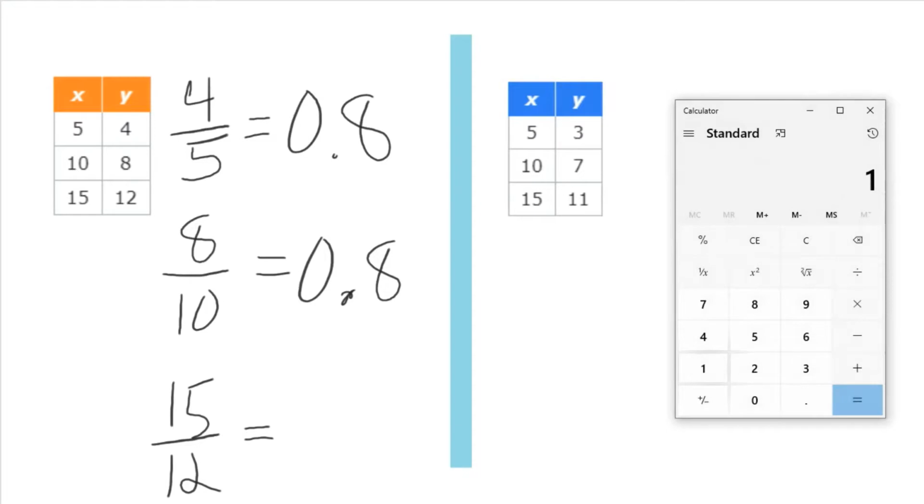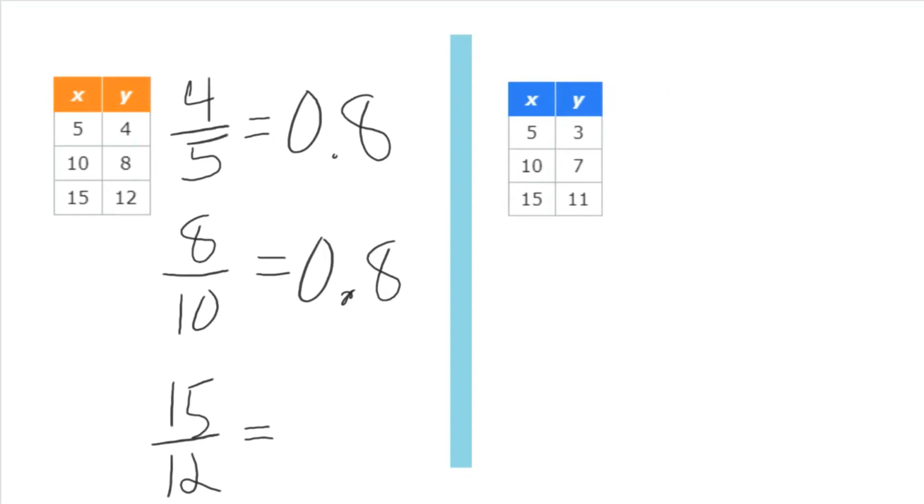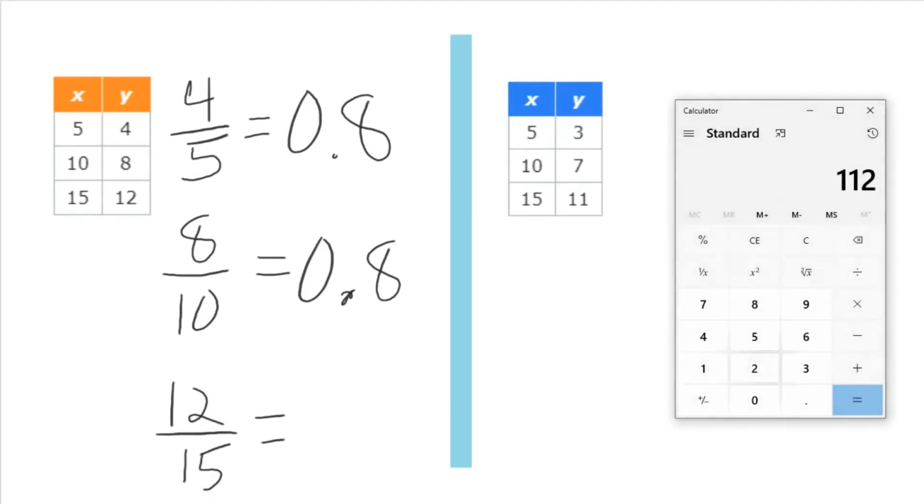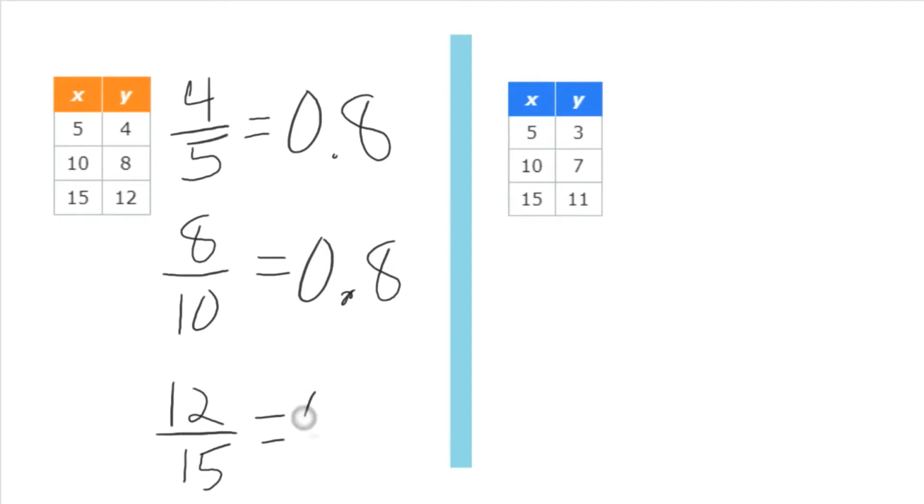And that comes out to be, pardon me, did I draw that backwards? Look at that, folks. Let me reverse that here. 12 divided by 15, because it's always the Y value over the X value. 12 over 15. Once again, is 0.8. So this, my friends, would be proportional for that reason.